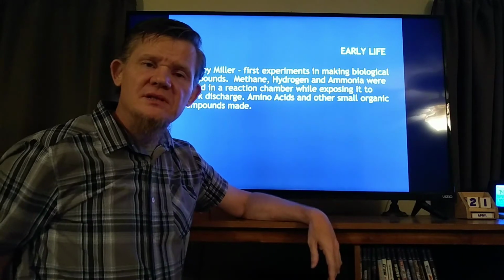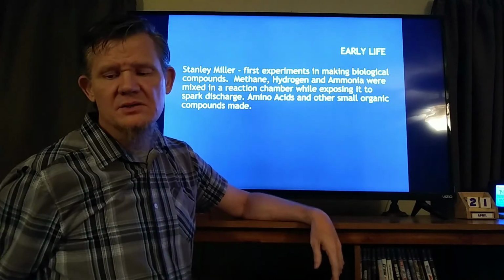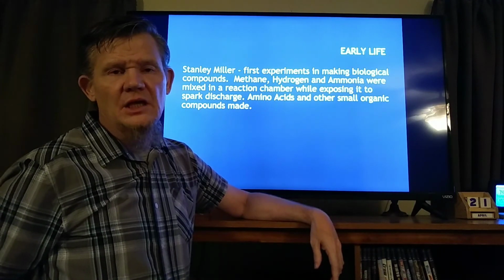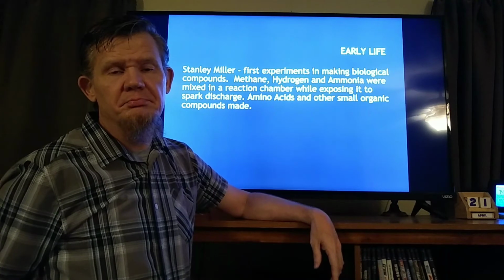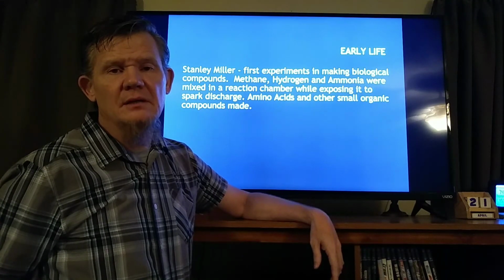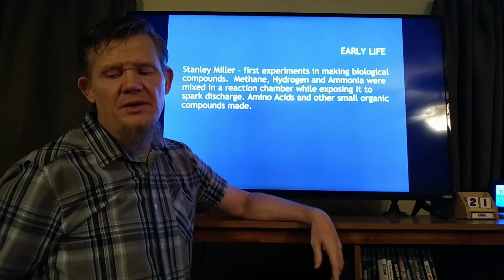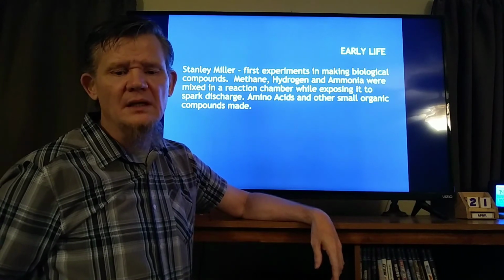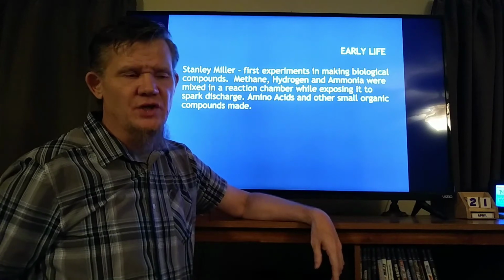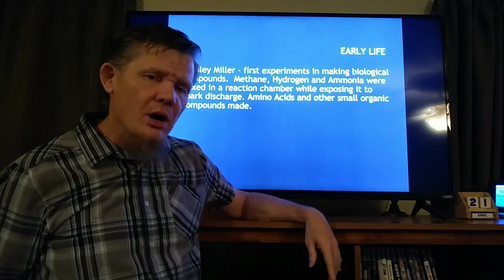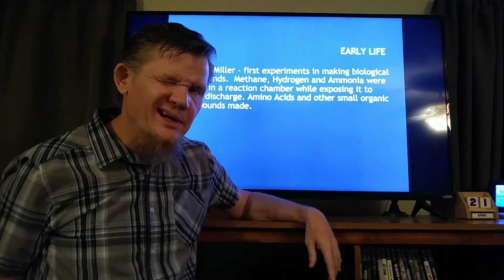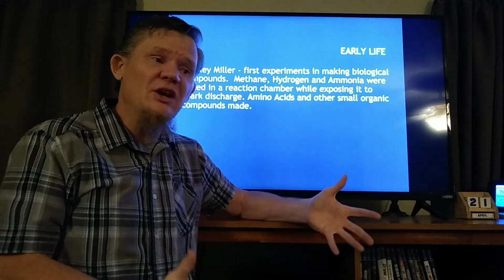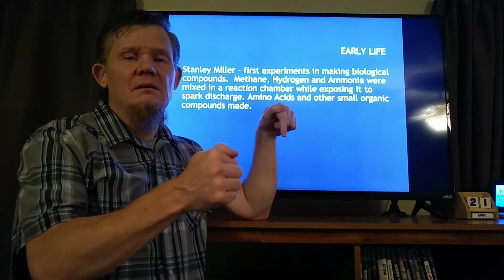Stanley Miller did the first experiments on making biological compounds. He took some of those compounds that we thought may have been in the early Earth's atmosphere, like methane, like ammonia, like hydrogen, and he mixed them in what was called a reaction chamber. It's a lot more complicated than this, but a reaction chamber is essentially a sealed test tube, a big sealed beaker, that he then added sparks to.